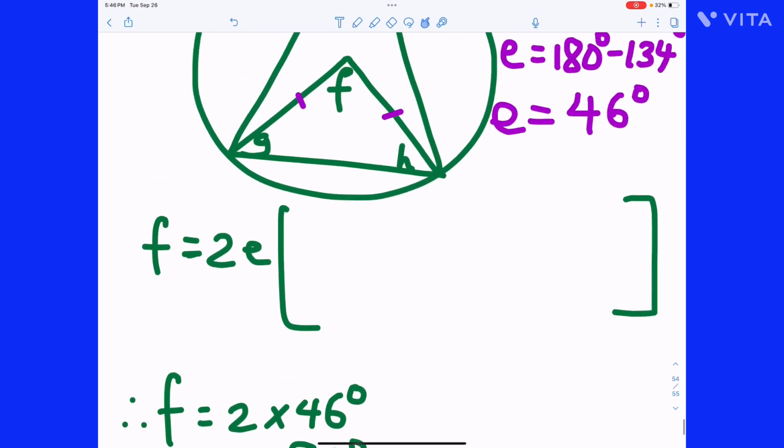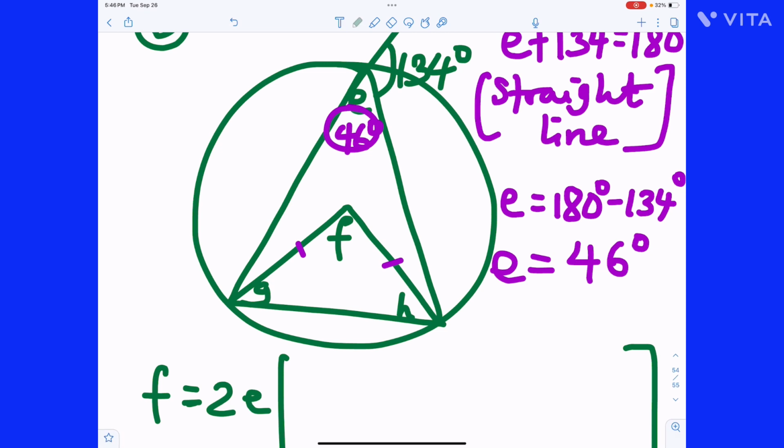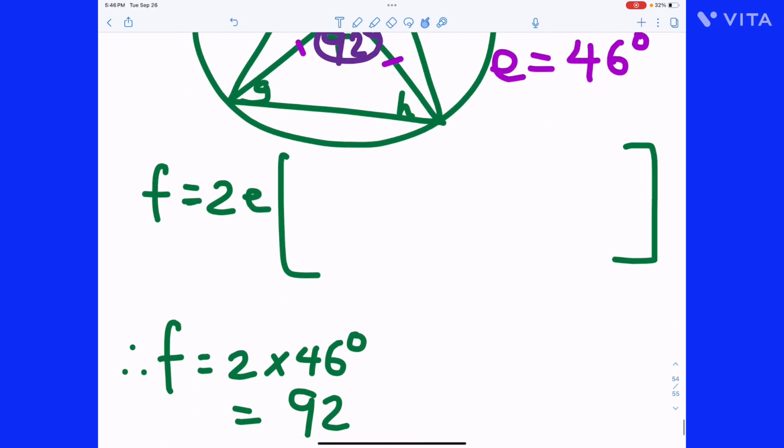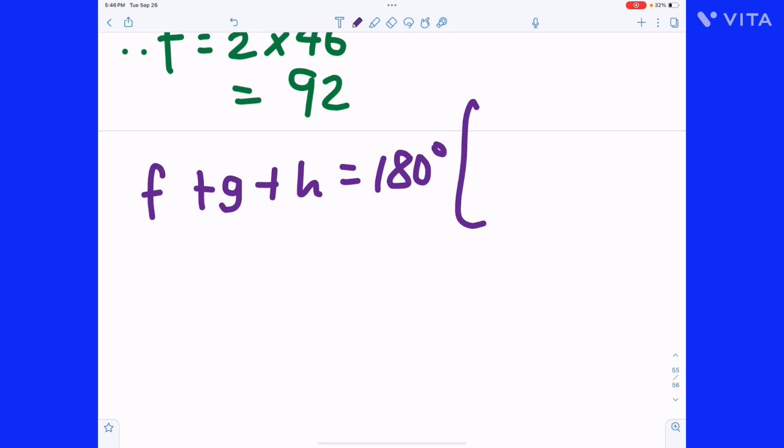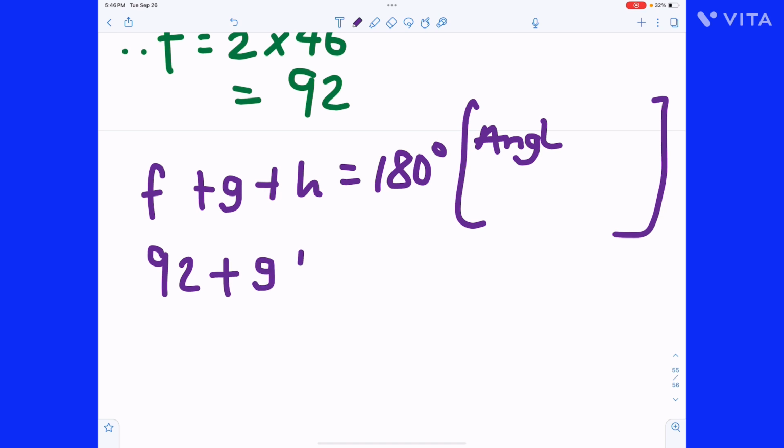If I have F as 92, it pretty much helps me to find G and H easily. 92. Let me write that with another ink. Just need to be neat. 92. We don't need the F there anymore. So G is the same thing as H. H is the same thing as G. So I could just write G plus G for the 2. So I will say F plus G plus H is 180. Sum of angles in a triangle. That's my reason. So 92 plus G plus G. I'm changing it to G plus G because I want to just find one letter. Once I get G, I've gotten H.